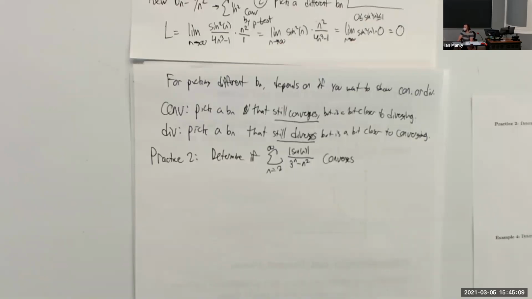We can't use the p-test for this one. That's right, because our dominant term is 3 to the n, so we're not going to use the p-test here.